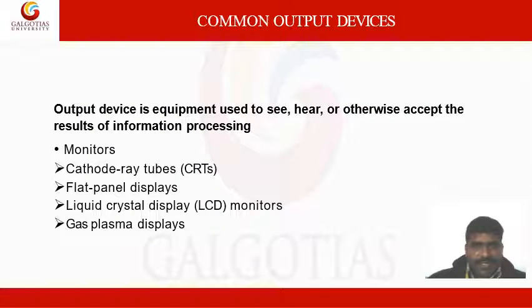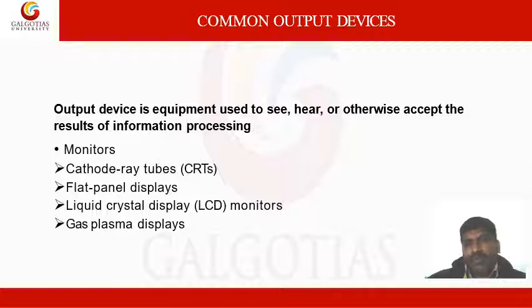So these are common input devices. Next we will discuss the common output devices. Output devices are equipment used to see, hear or otherwise accept the result of information processing. Take the example of the monitor. Monitors themselves have several categories: cathode ray tube monitor, CRT monitor, flat panel display monitor, liquid crystal display monitor, LCD monitor, gas plasma display monitor, TFT screen, TFT monitor, then HD TFT monitors.